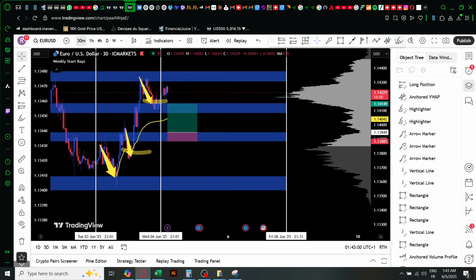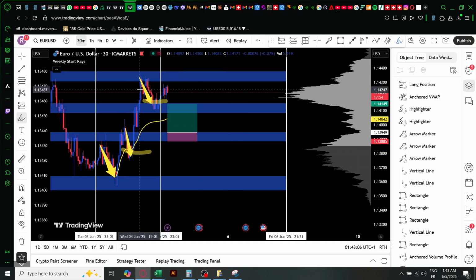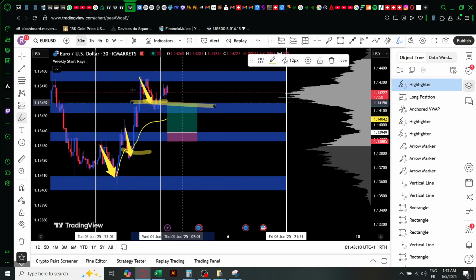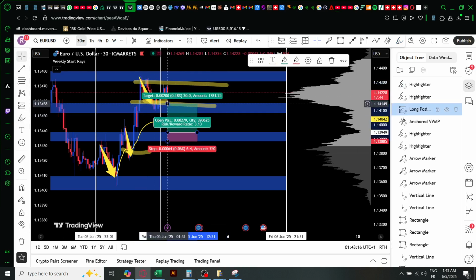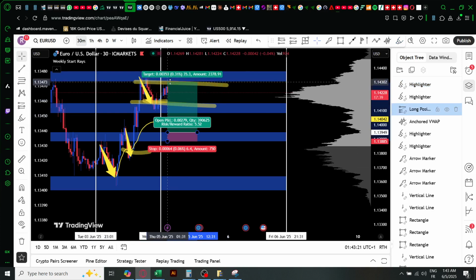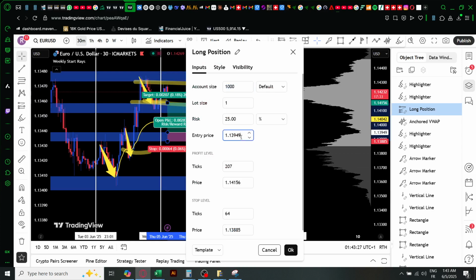You can clearly see that the last bullish move is here, and where it got rejected is there. There is a rejection here and there is a rejection here. You can see this long wick. So I will target this level as TP1, and I'll target this level as TP2. So for the first side, I will take this level.